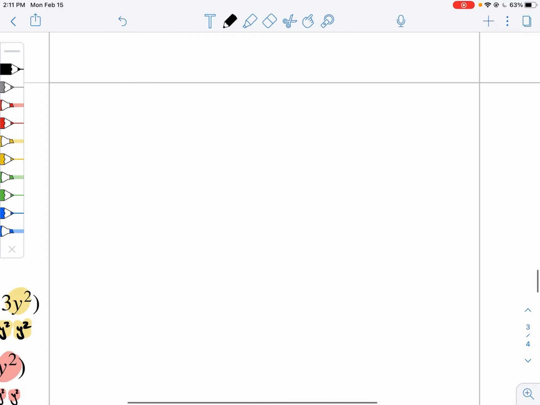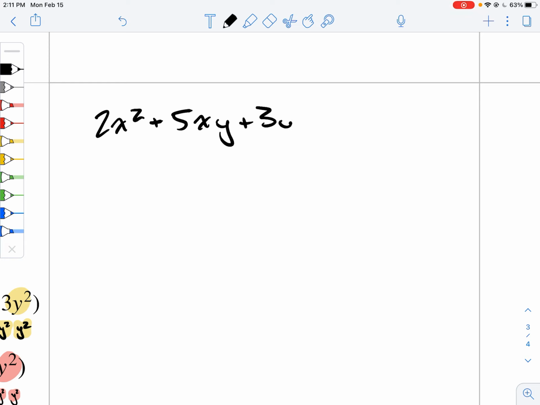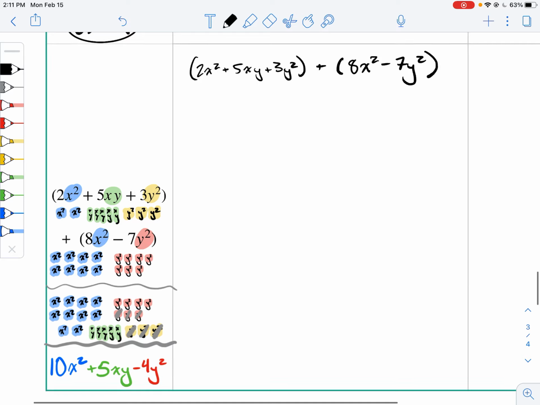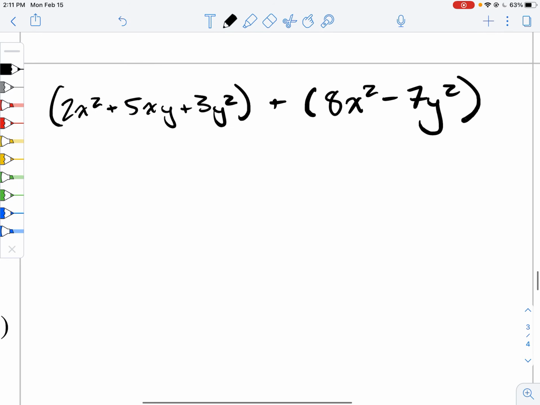So to group like terms, we're going to start out with 2x squared plus 5xy plus 3y squared. That's our first polynomial that we want to add. And we're going to add that to our second polynomial, which was 8x squared minus 7y squared. Now let's find some like terms. Well, we've got some x squareds together. We've got an xy, but just one of those terms. And we have 2 y squared terms.